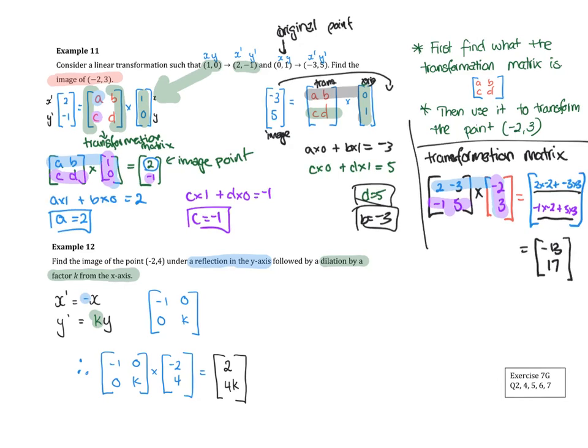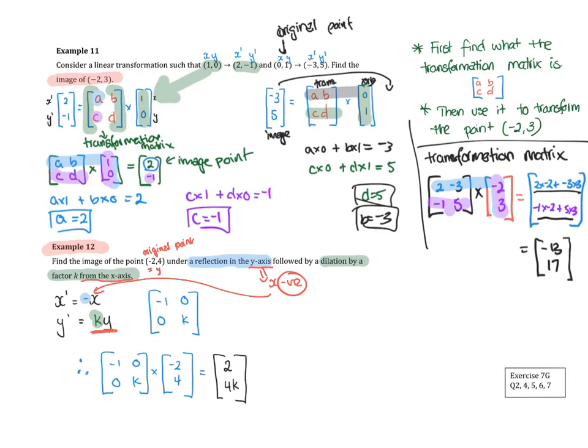Yes? Let's do this example 12. So find the image of the points -2 and 4. So this is the original point, okay? So for us, this is what we call just normal X and Y. Now, it's a reflection in the Y-axis. Remember, that makes X negative, doesn't it? So see here, we did that here. And it's followed by a dilation by factor K from the X-axis. That affects the Y value, doesn't it? Remember, that's the reverse, the annoying way.